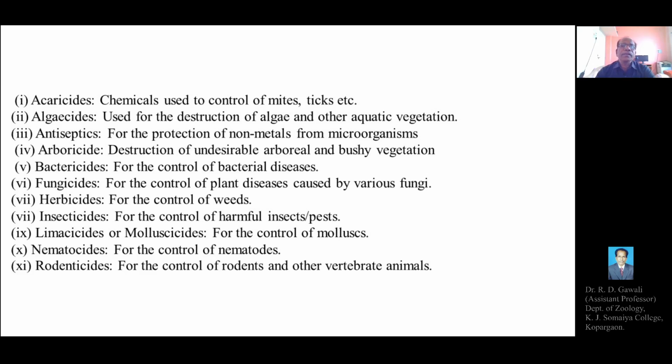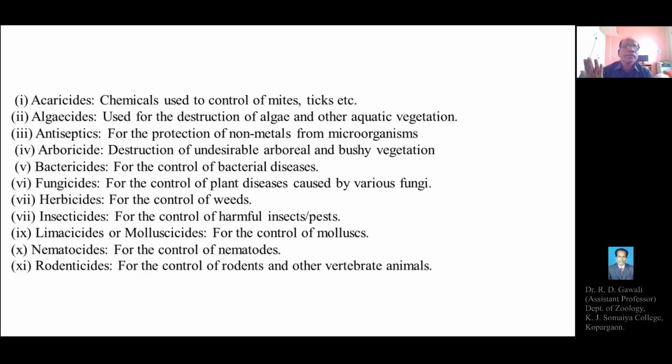Then algicides. These are chemicals used for the destruction of algae and other aquatic vegetation. Antiseptics are chemicals used for the protection of non-living materials from microorganisms. Arboricides are chemicals or poisons used for the destruction or killing of undesirable arboreal and bushy vegetation.